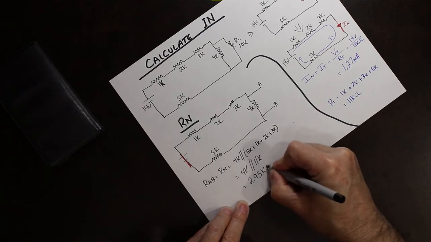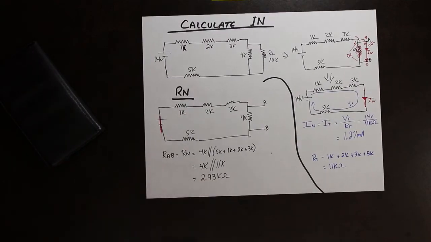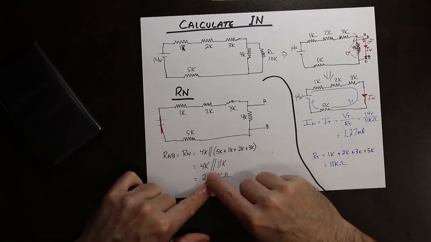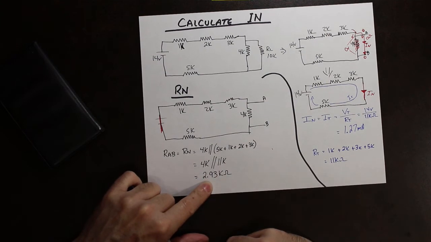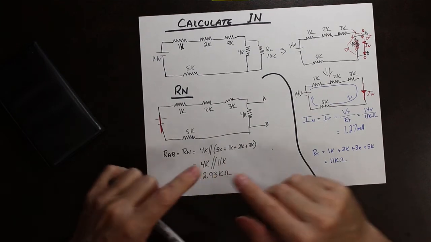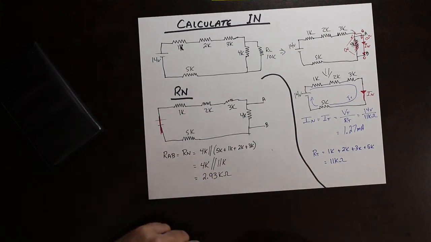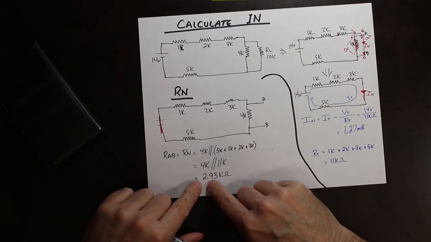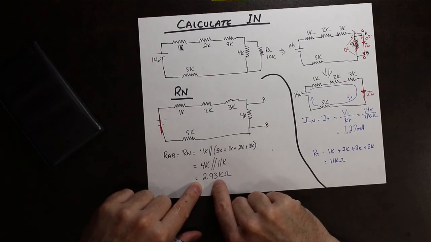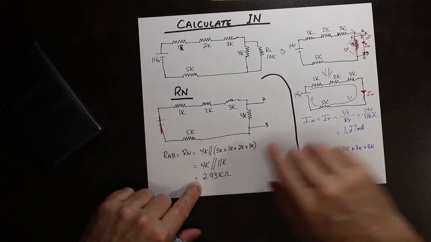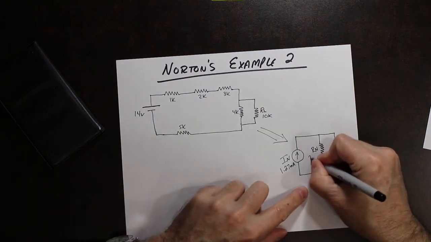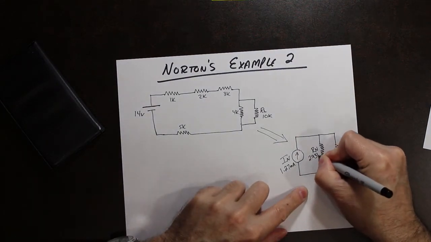2.93K. And how do we know that that value is a good approximation? We know that this value has to be less than both of those. So therefore, this could be a very good answer. So according to this calculation, our Norton resistance is 2.93 kiloohms. So we go back to our circuit here, and we're going to plug that in, 2.93 kiloohms.